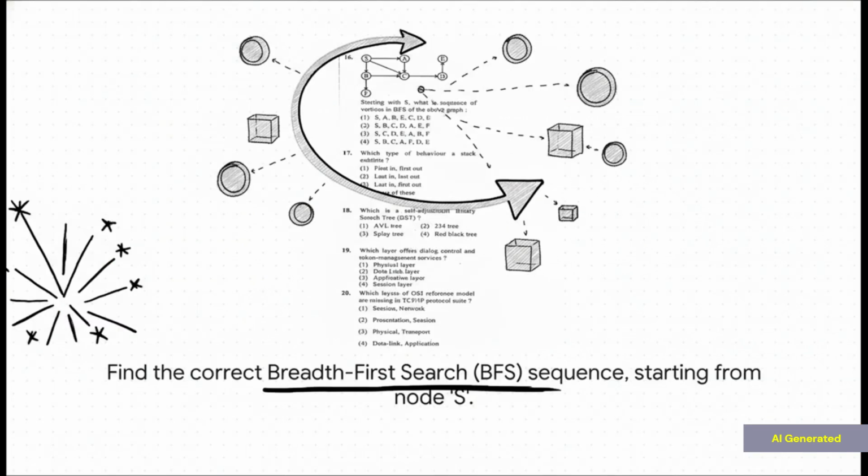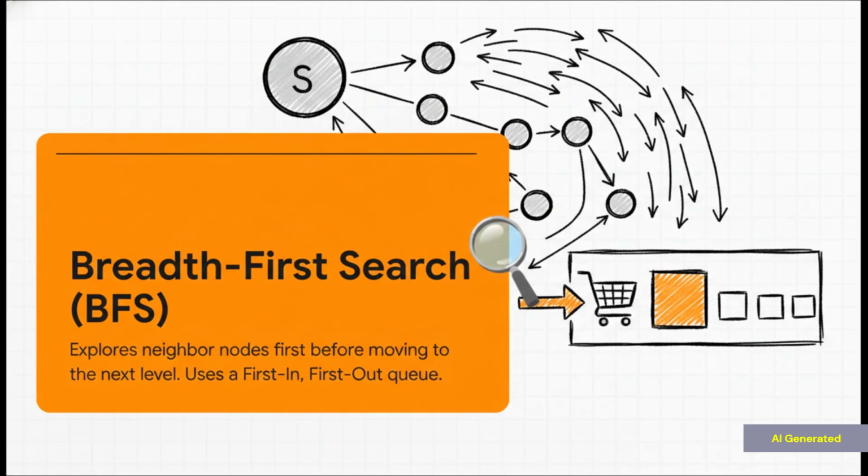So, here in question 16, we've got a graph with all these nodes, S, A, B, C, and so on. Our mission is to visit these nodes in a very specific order. We're using a method called breadth first search, or BFS for short, and we have to start at node S. So how do we even begin? First off, what even is breadth first search?